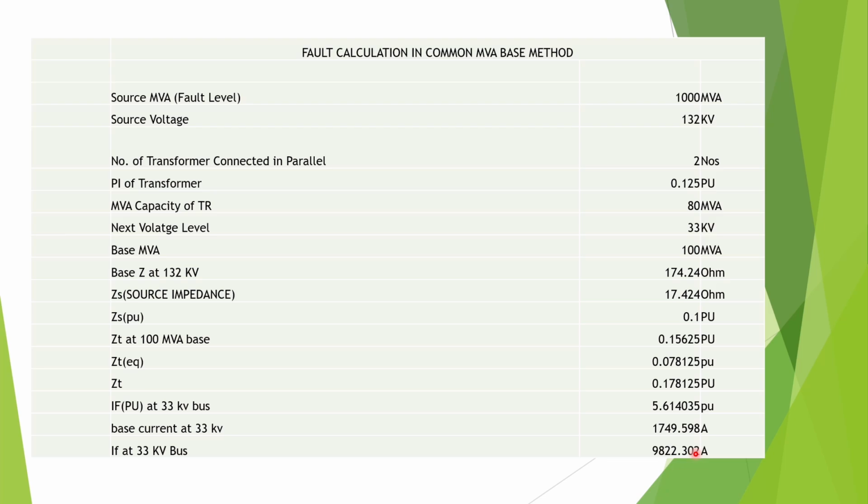So we can conclude that the MVA method for calculation of fault current is a very easy method. It requires less computation compared to the common base method.